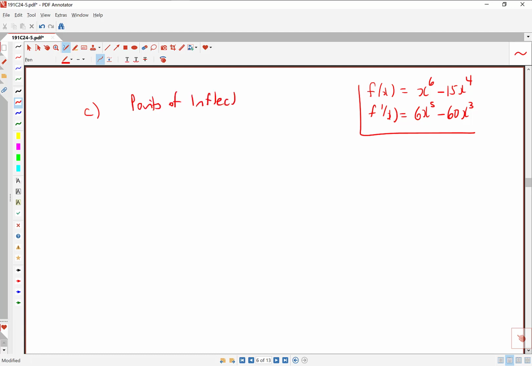And I think it would be a good idea just to write down a general sort of game plan for how to do that. So the points of inflection involve the second derivative. You want to set f double prime of x equal to 0. And when you do that, that's giving you your possible points of inflection, but you need to do a little bit more investigation to figure out whether they really are points of inflection. So you do a table to figure that part out.